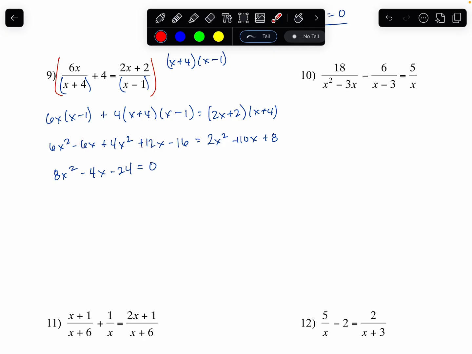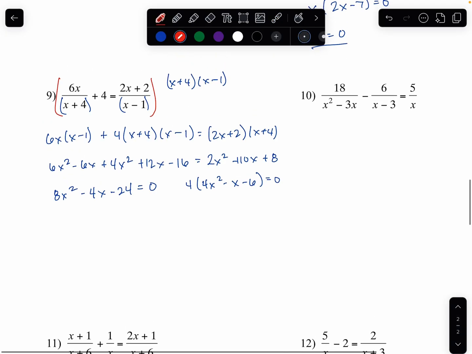All right. I can factor out an 8 from here. No, I can only factor out a 4. And I'll get 4x squared minus 2x. Wait a minute. I can only factor out a 4. So minus x. And then minus 6. And that's all equal to 0. Let's see if we can factor this. If not, we might have to use the quadratic formula.